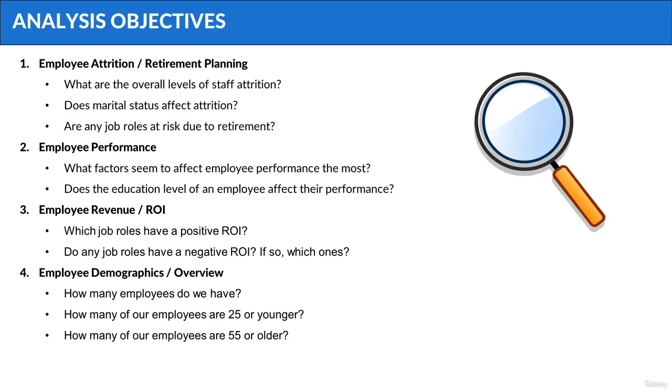For the analysis goals and objectives, we'll be looking at the same kind of things that we did in Excel. So factors relating to the employee attrition, employee performance, employee revenue, as well as some information relating to the employee demographics. Now that we've been through and recapped on this, let's move on over into Jupyter Notebook and get started.